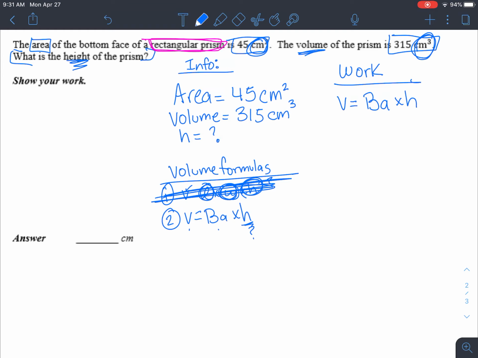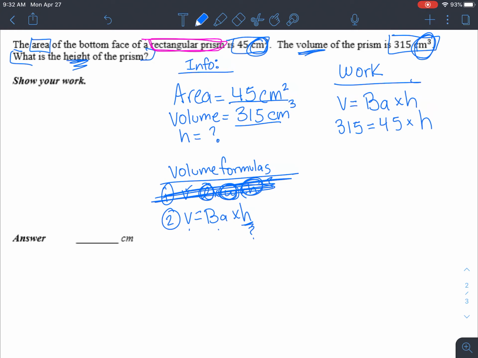Thinking about the information that you already know, let's start to substitute some of these variables so that we can solve our problem. Again, I know that my volume is 315 cubic centimeters. I know that my base area is 45 square centimeters. But I don't know my height, so I'm just going to leave that as h. So 315 equals 45 times something.